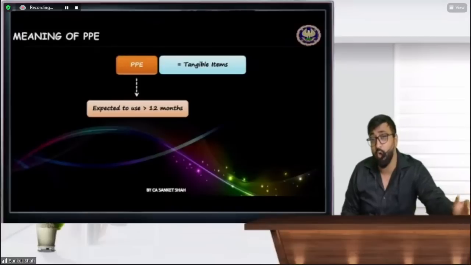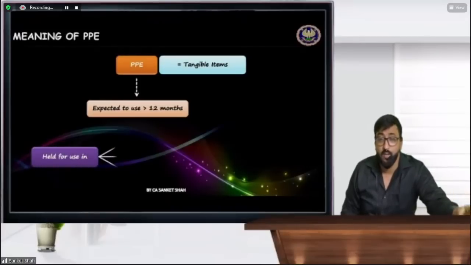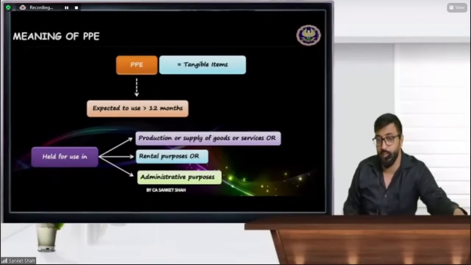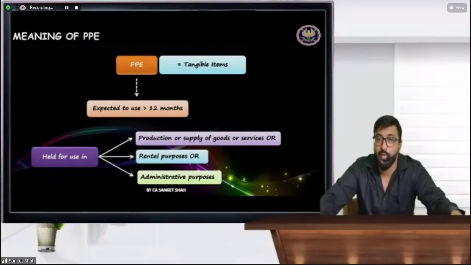And remember, it is always held for: first, production of goods or supply of services; second, for rental purpose; and third, for administrative purpose. So suppose you have a building that you have given on a rental basis, or computers that are given on a rental basis, you can record that as an asset because it is giving you benefit for more than 12 months. So whenever you are using it for more than 12 months, not only for production of goods or supply of services, but also for rental purpose and even for administration purpose.